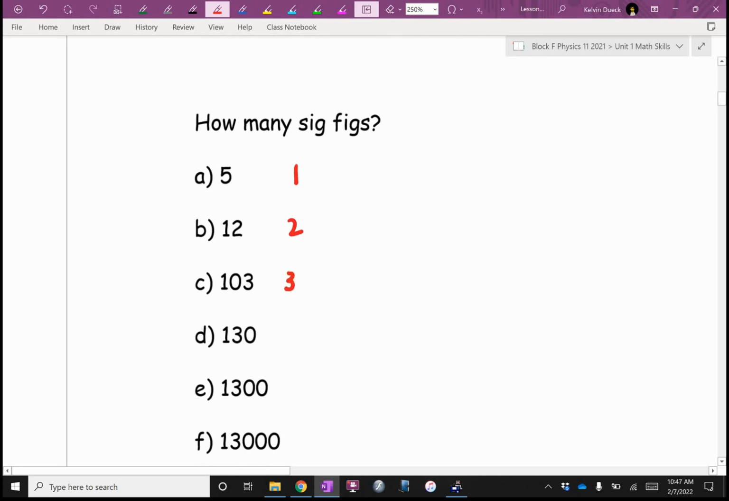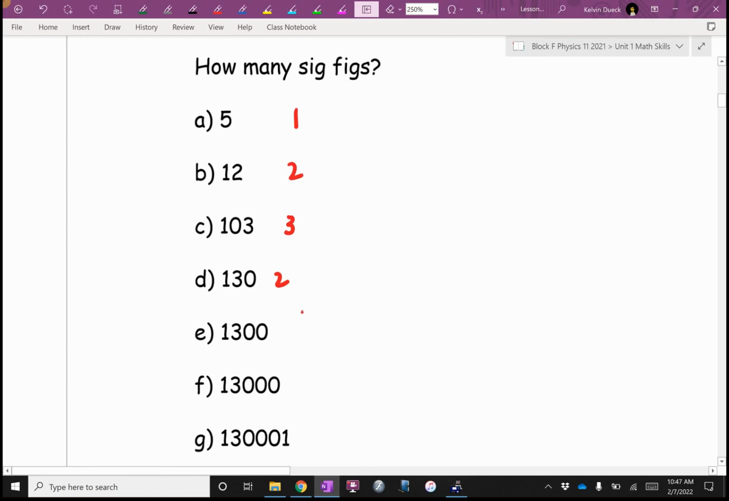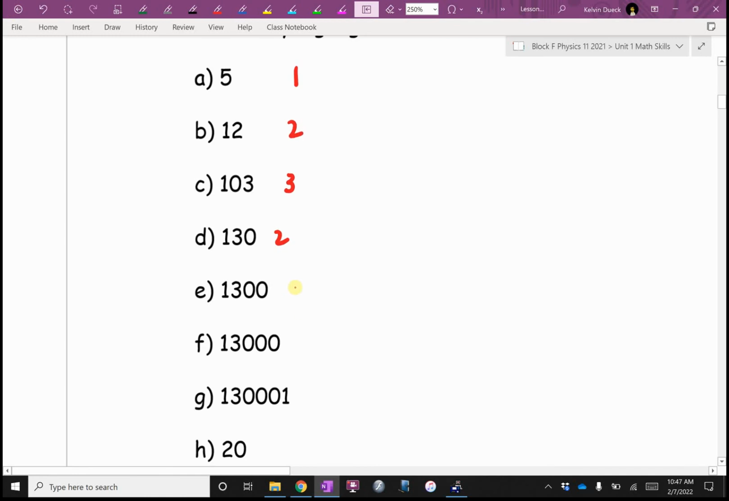What about 130? That's got 2, and here's what we would be arguing. We would say that last 0 is only a placeholder. Anytime the last digit is a 0, we assume that's a rounded off value or a guess. We assume that we measured 130 something. Can't be more than that. How many sig figs? 2.